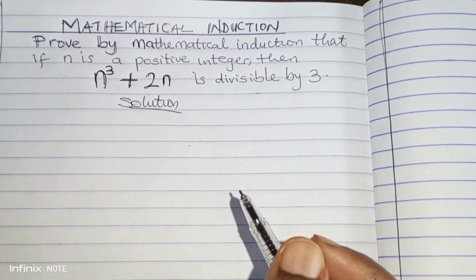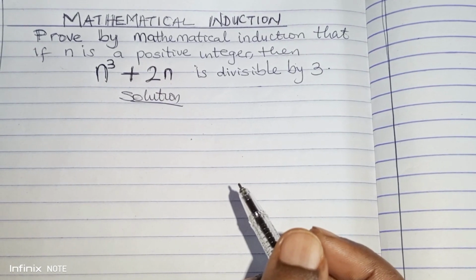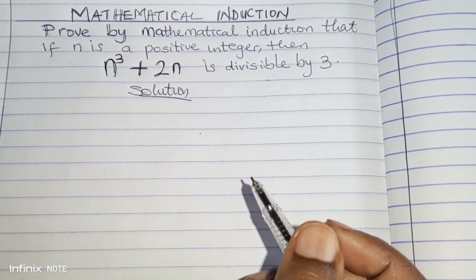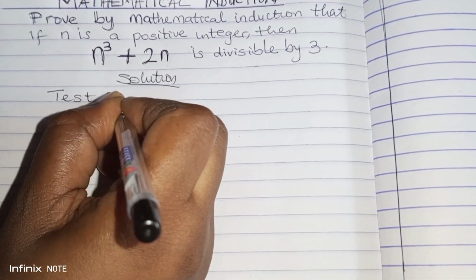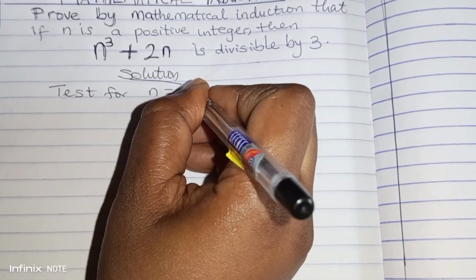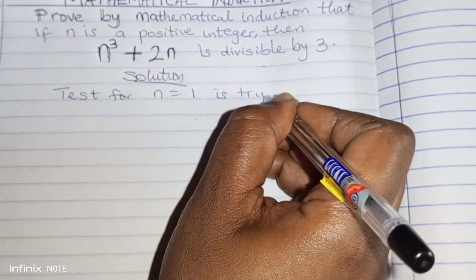So we all know that the first thing that we need to do is to test for n is equal to 1 is true by mathematical induction. So test for n is equal to 1 is true. That is the first thing.